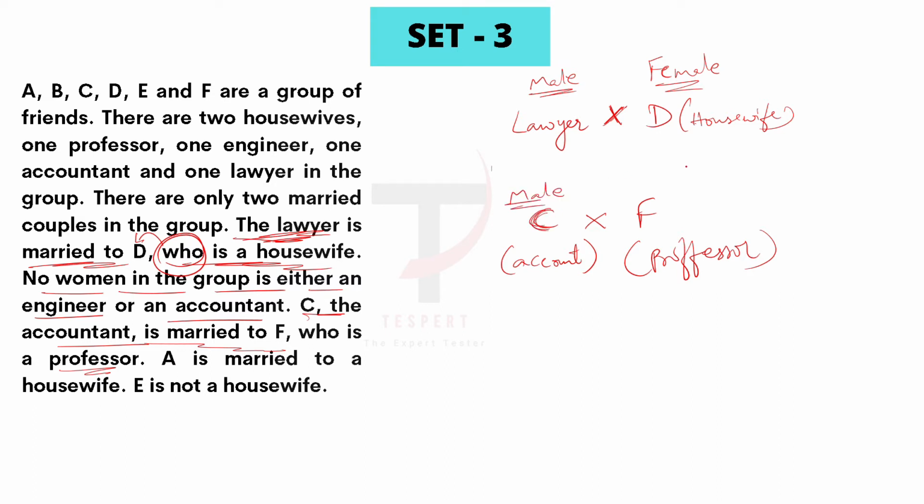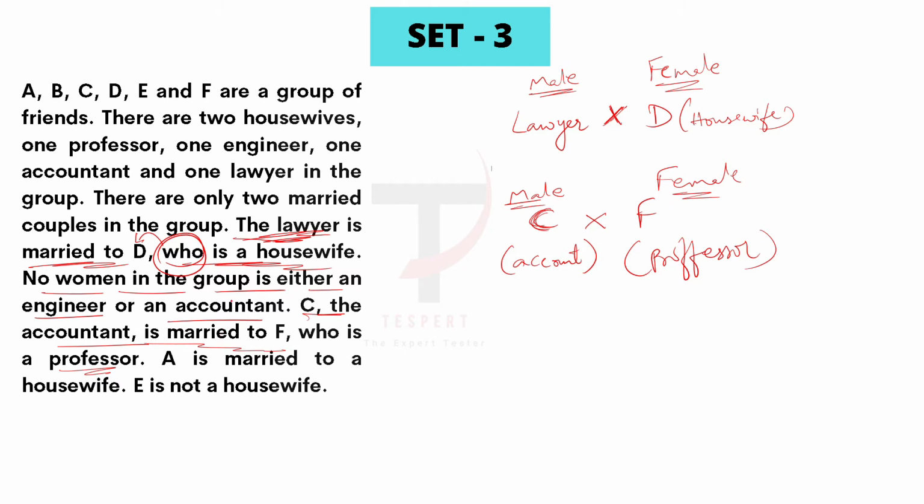If C is male, F is a female. Hope you understood. An accountant, a female cannot be an accountant, it is given. So a male must be the accountant and the professor must be F, who is a female.